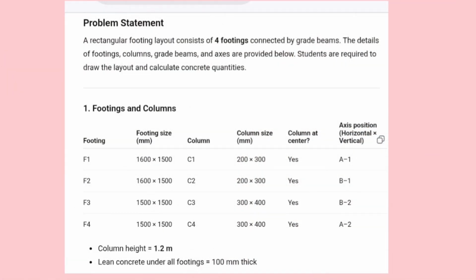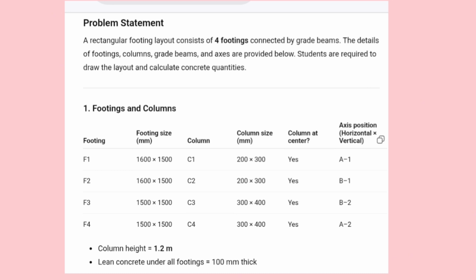The building foundation consists of 4 isolated footings named F1, F2, F3, and F4. Each footing supports one column, named C1, C2, C3, and C4. All columns are located at the center of their respective footings. Footings F1 and F2 have sizes 1.6 by 1.5 meters. Footings F3 and F4 have sizes 1.5 by 1.5 meters. The depth of all footings is 0.3 meters.